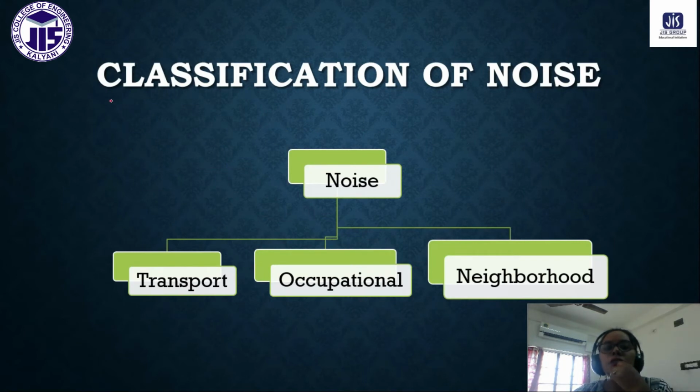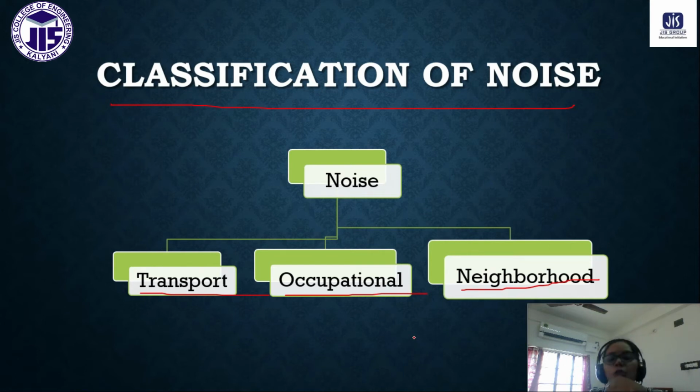Okay, so this is the classification of noise. Now the next topic is the classification of noise. Generally, noise is of three types: one is transport noise, one is occupational noise, and one is neighborhood noise.